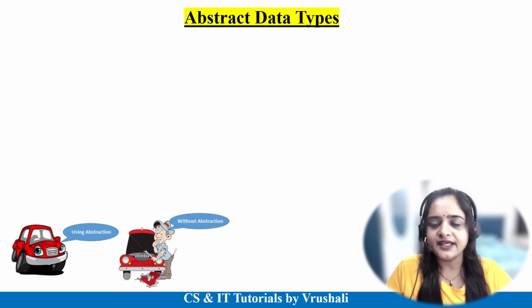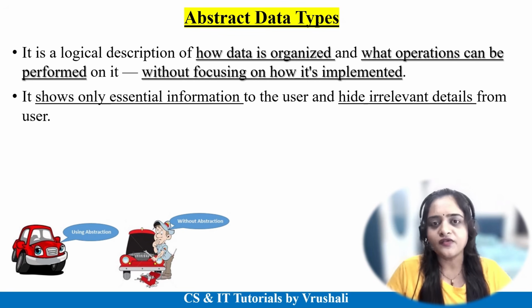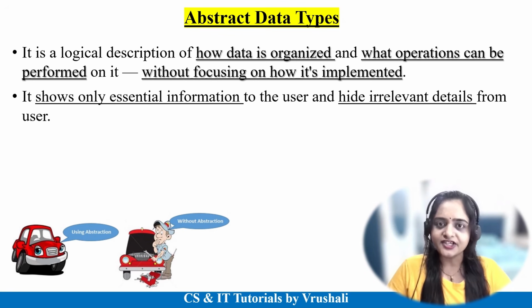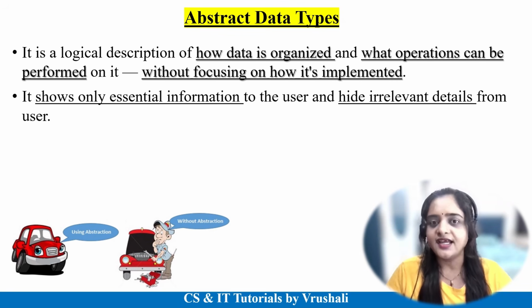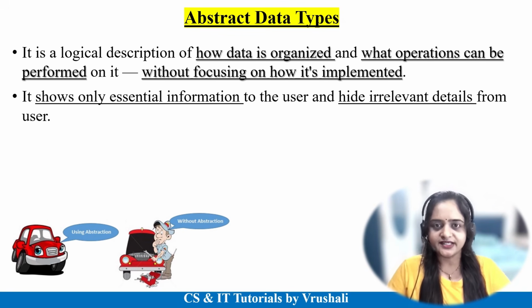The next topic is abstract data types. First we will understand the concept of abstraction. Abstraction means it shows only essential information to the user and hides irrelevant information from the user, which is called as abstraction. Let's understand with some real life examples.